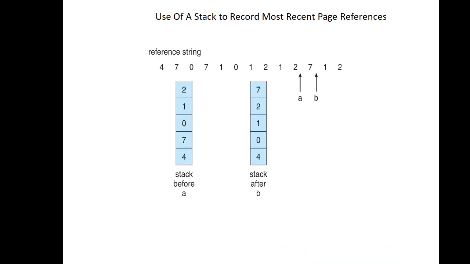The reference string sequence is given here. We have the stack before A, this will be the stack. Next you can see the stack after B, where 2 is inserted. Next we are going to insert 7. When 7 is inserted, 7 is inserted at the top of the stack. So 7 will be at the top now.